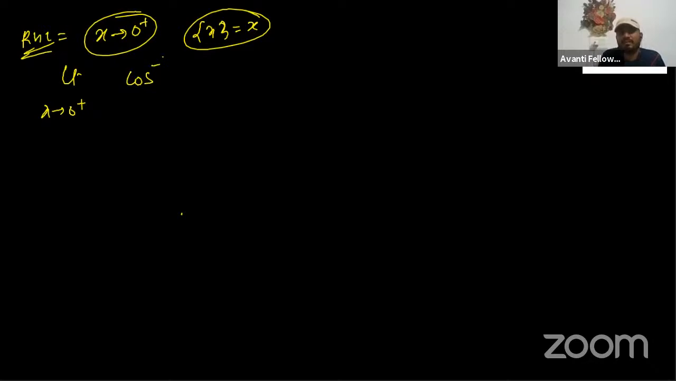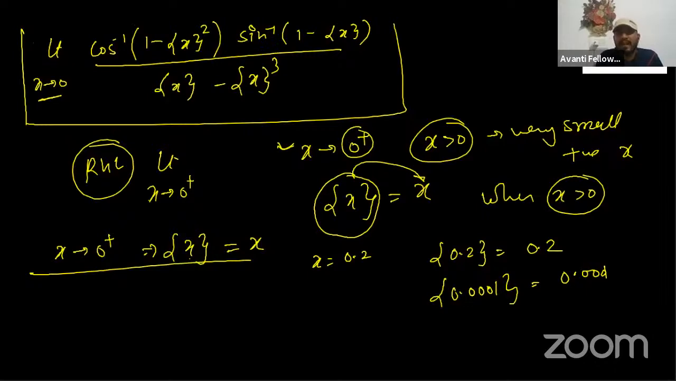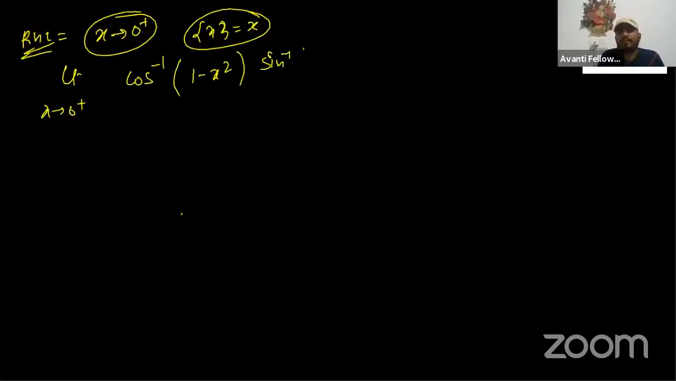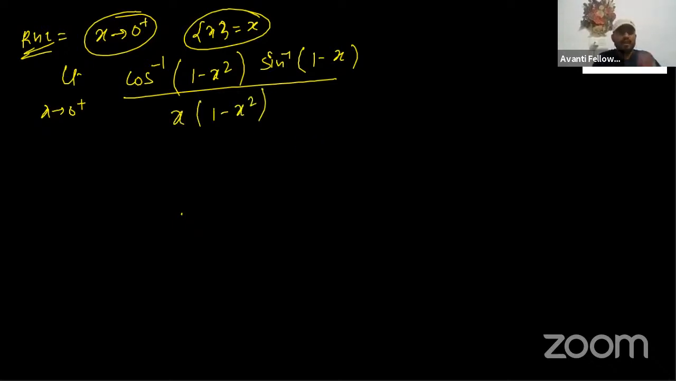So your function is cos inverse of 1 minus x square, times sine inverse of 1 minus x, upon x minus x cube. First of all, you can take x common, and it will become 1 minus x square. Now, x is tending to 0 positive. We have three individual functions, and the numerator also has 2 functions. When x is tending to 0, which one has a problem?